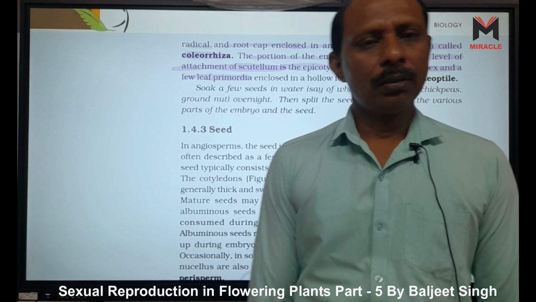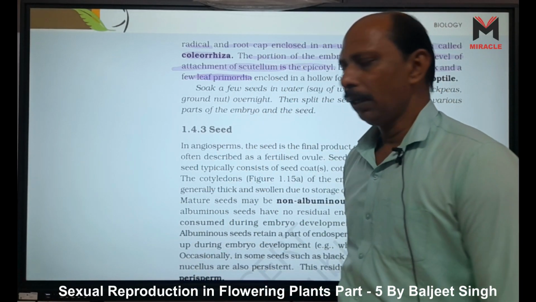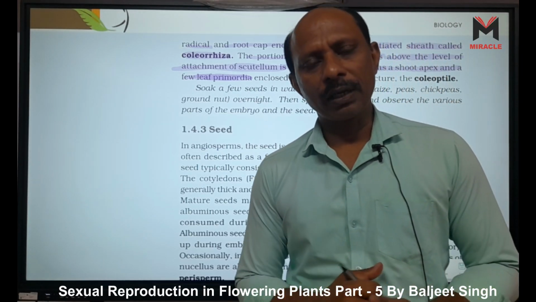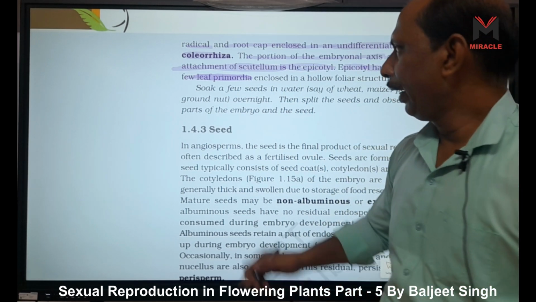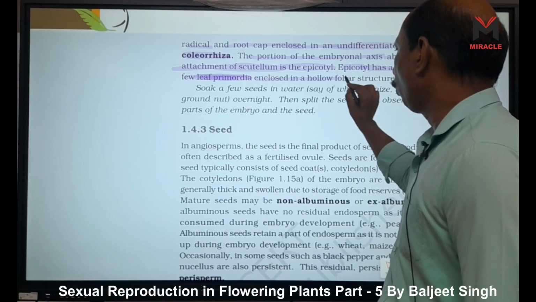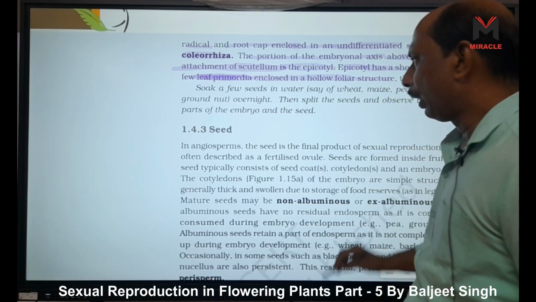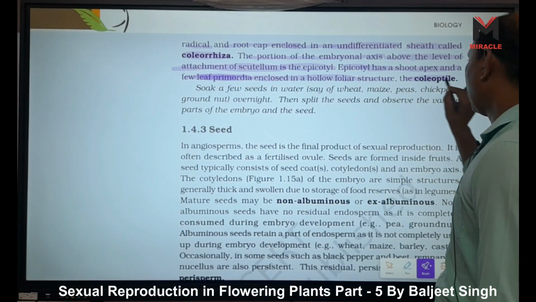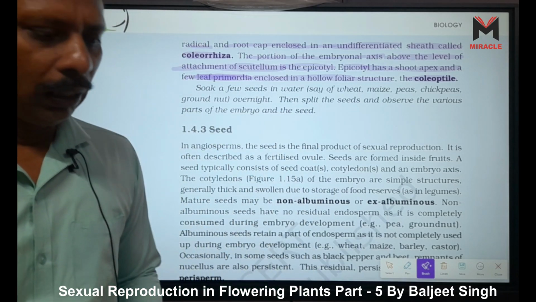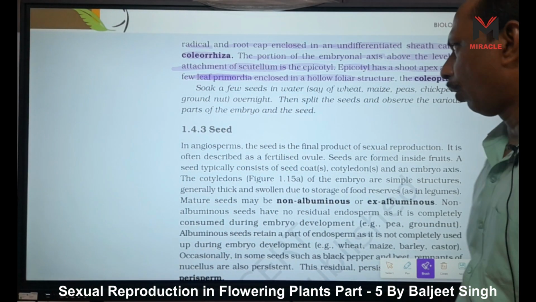Leaf primordia means, at this time, it is an undifferentiated part, right? But one thing is confirmed, that after some time these leaf primordia form leaves, right? Enclosed in a hollow foliar structure, which is also a leaf-like structure, and this sheath is called the coleoptile, right? Here also the epicotyl and hypocotyl are present. Epicotyl means above the cotyledon, hypocotyl means below the cotyledons, right?